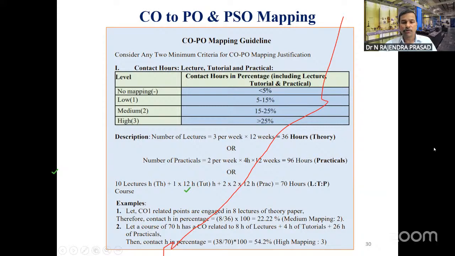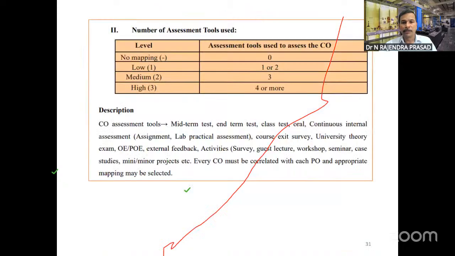Similarly, you see the last one. Let a course have 70 hours. A CO related to 8 hours of lectures plus 4 hours of tutorials plus 26 hours of practicals. Then the contact hours in percentage will be 54.2%. It is greater than 25%. You map that CO with PO with the level high. High level of mapping. So this is how you can map.